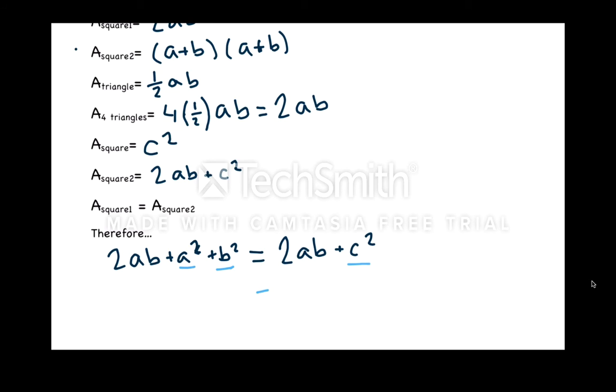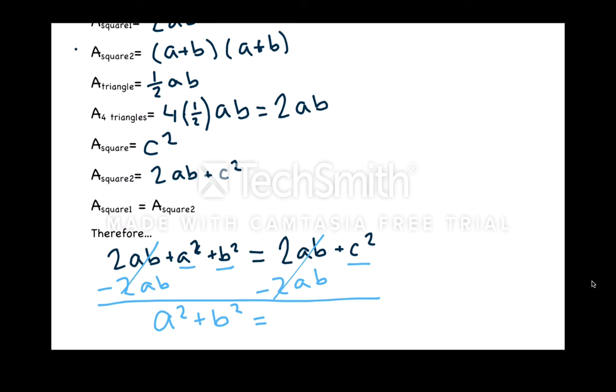So let's try to subtract out a 2AB. There's a 2AB on both sides, so that'll cancel out on both sides of the equal sign. So on the left, I'm left with A squared plus B squared. And on the right side, I'm left with C squared. I have A squared plus B squared equals C squared. So I have the Pythagorean theorem. I am done with this proof and ready to move on to the next one.